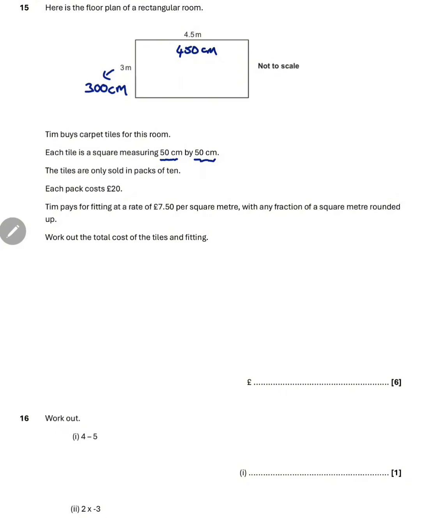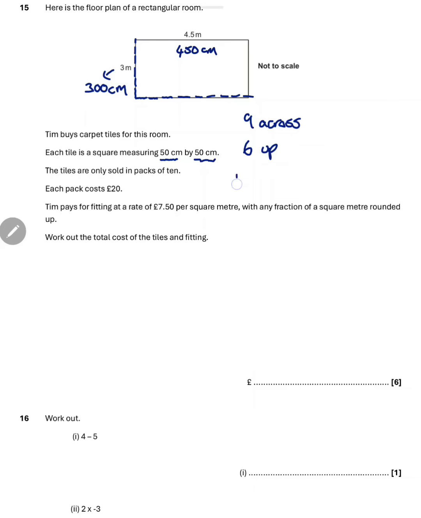If each tile is 50 by 50, then I can just count across. I can say, well, that's 50, 100, 150, 200, 250, 300, 350, 400, 450. Just counting across, I'll get 1, 2, 3, 4, 5, 6, 7, 8, 9 tiles across. I'm going to do the same for the up and down measurement. I'm going to say, well, we've got 50, 100, 150, 200, 250, 300. That's 1, 2, 3, 4, 5, 6 tiles up.